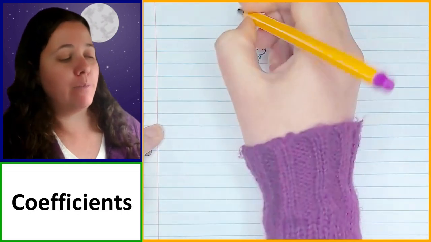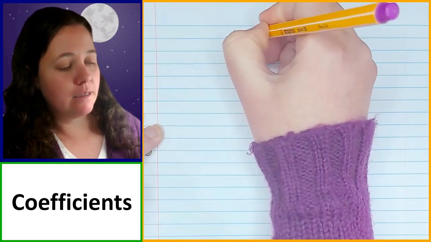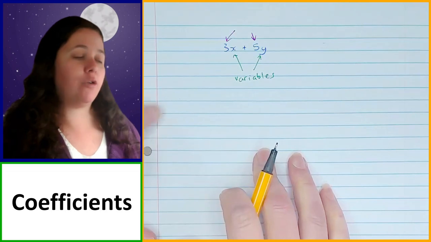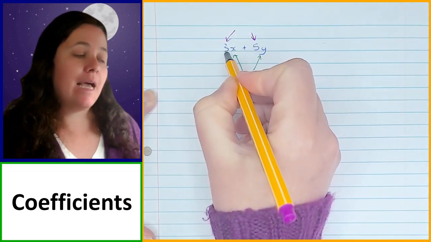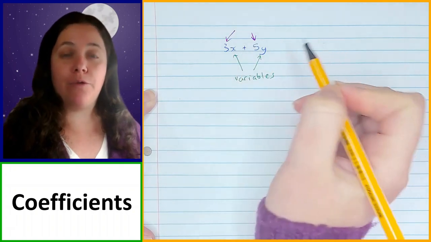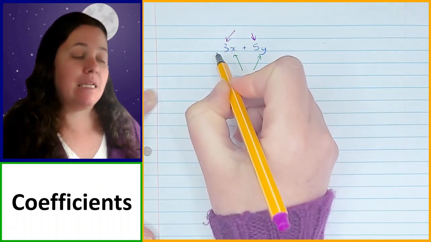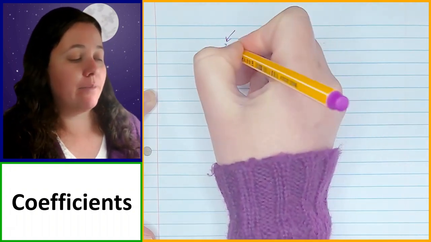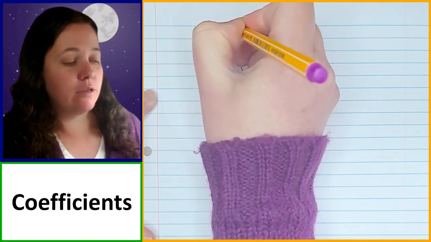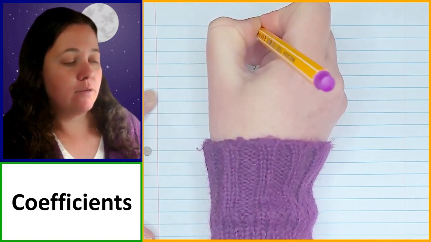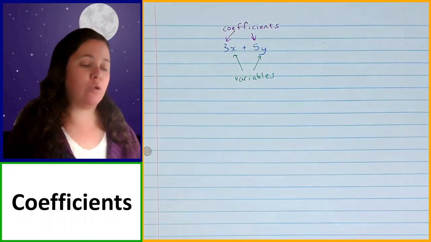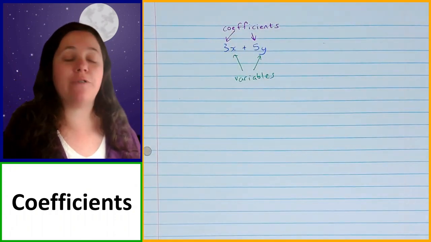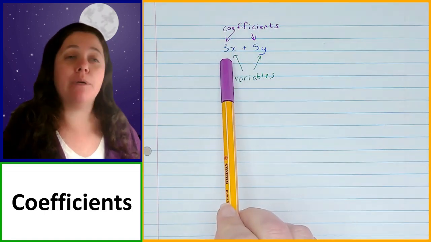Coefficients are the numerical factors in a term, okay? So over here I've got a term, it's made up of a number and a variable. It can have more than one variable as well, but it has a number and it has a variable, and the numbers are called coefficients. So that's what we mean when we're talking about coefficients, the number in our term.